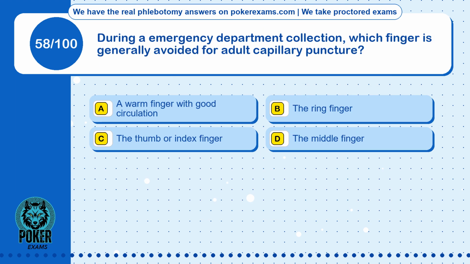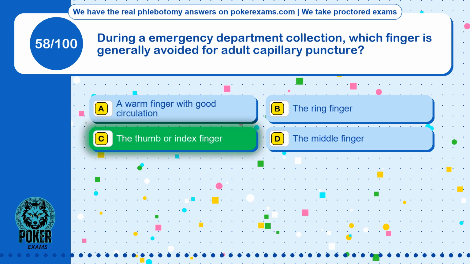Question 58. During an emergency department collection, which finger is generally avoided for adult capillary puncture? Option A. A warm finger with good circulation. Option B. The ring finger. Option C. The thumb or index finger. Option D. The middle finger.